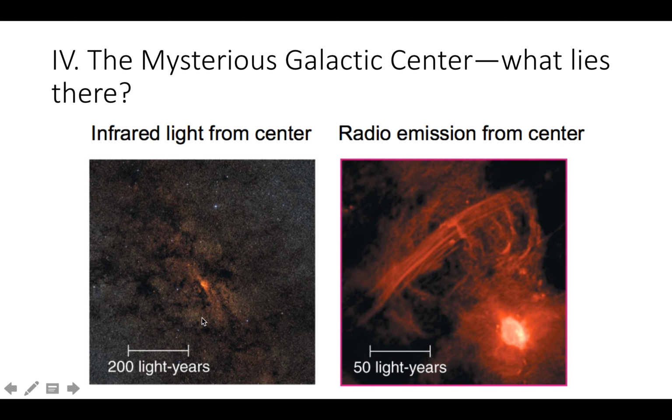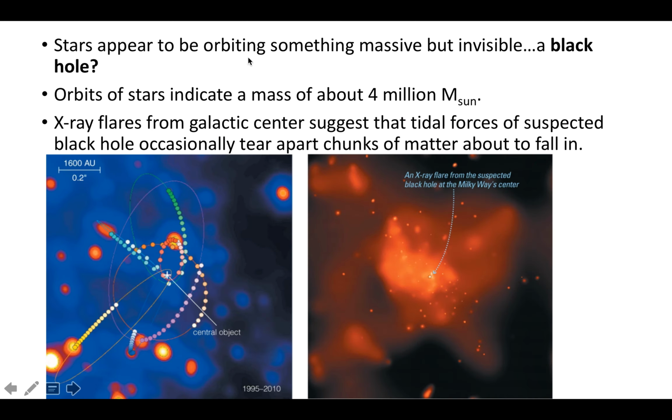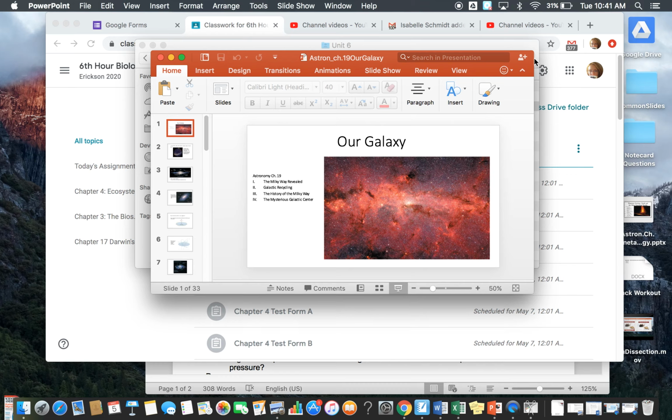So when we look at the center of our galaxy we see pictures like this, and it kind of intrigues us as to what's going on here. Stars appear to be orbiting something massive, but it's invisible. And like I said, we hypothesize it's a black hole, a mass of 4 million suns. We've also looked at X-ray flares that are being emitted from the center of our galaxy. So yeah, that does it for our galaxy.